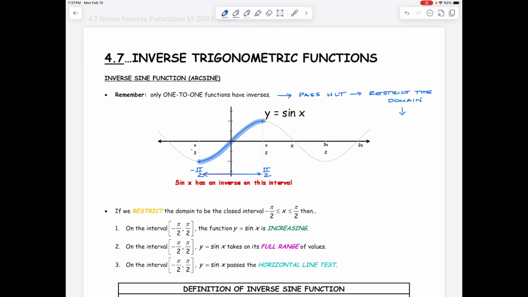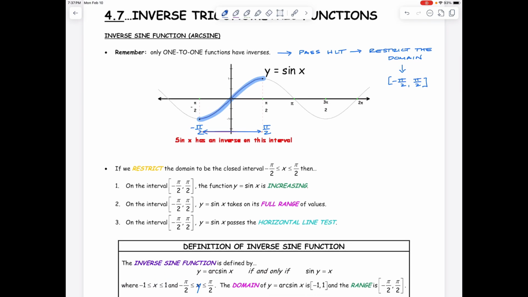And that restriction is going to be from negative pi over 2 to pi over 2. And what that does when we restrict it from negative pi over 2 to pi over 2, which incidentally is in the fourth quadrant, so quadrant 4 and quadrant 1, that gives us an increasing function that's 1-to-1. There's no repeating y values. We get the full range of values from -1 all the way up to 1.